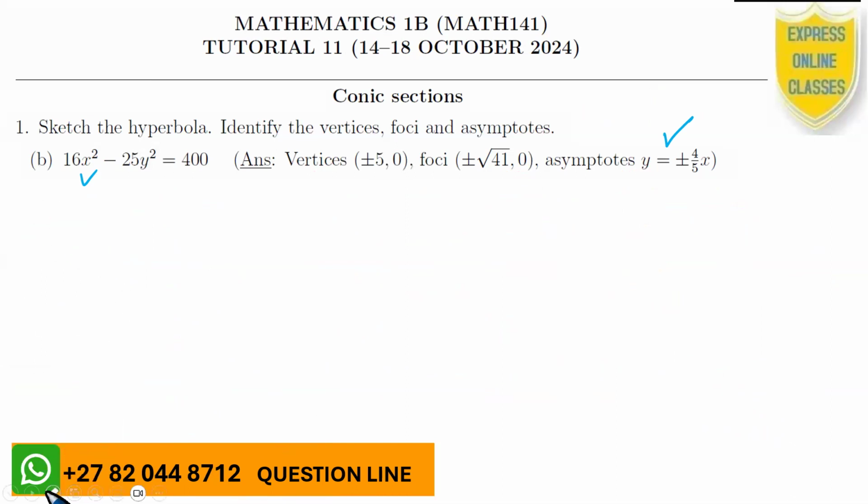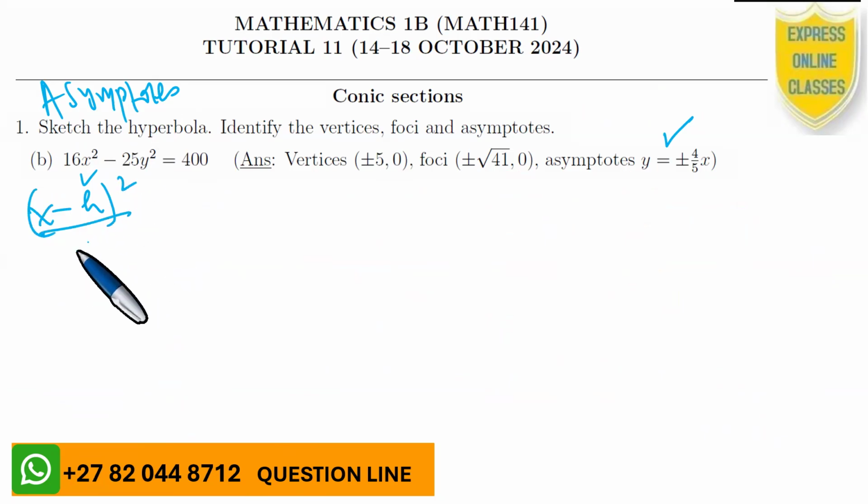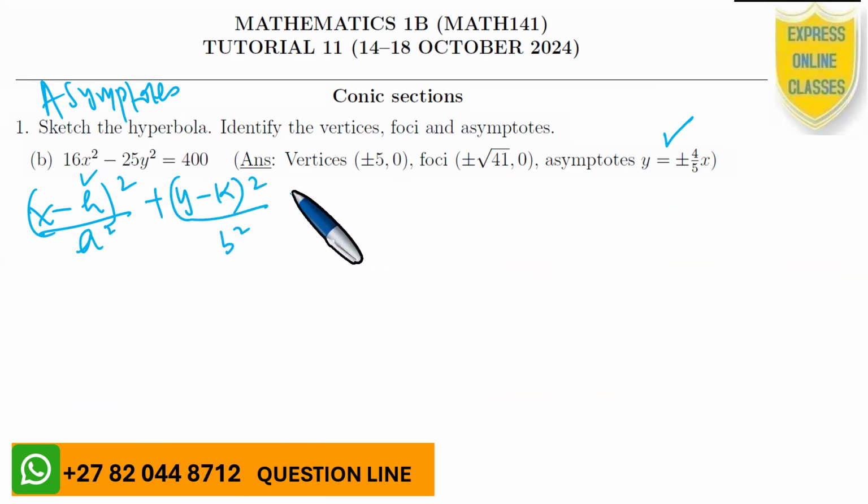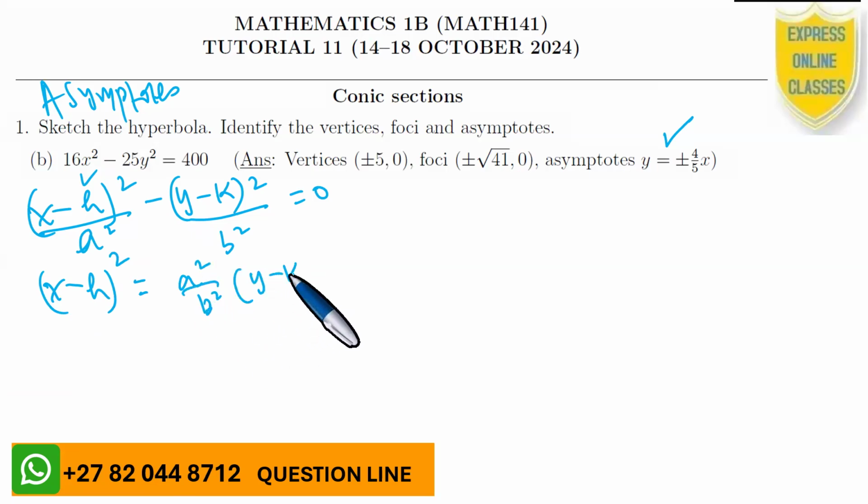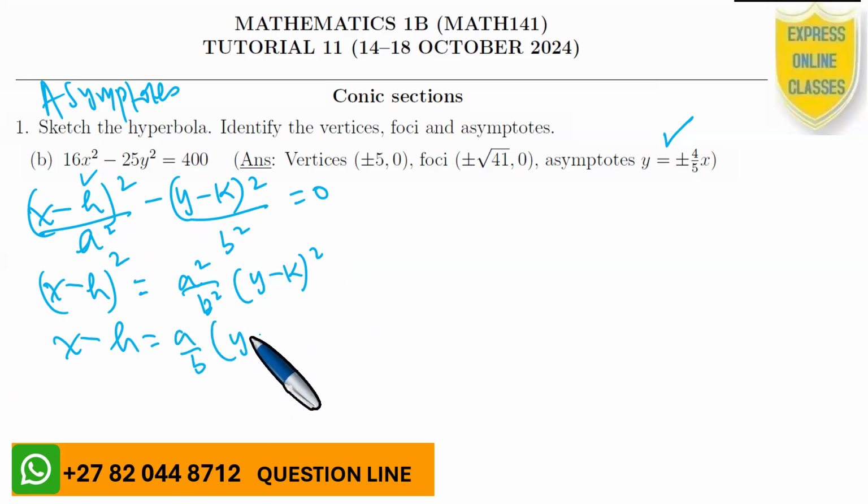Now we return to this. It was saying X is first, so we can write. Okay, I want to talk about the asymptotes. H squared over A squared, K squared over B squared is 0. Always make it 0, with a minus. So we're going to have X minus H, which is A squared over B squared, Y minus k squared. Getting x minus h, taking the square root is a over b y minus h.